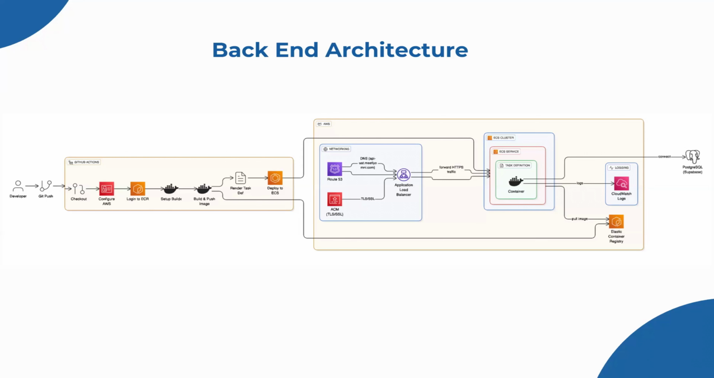For networking, we use an application load balancer with HTTPS enabled via ACM certificates and DNS managed through Route 53. Logs from our containers are streamed directly into CloudWatch for monitoring. So to wrap up, over the past 2 weeks, we have been able to set up complete CI/CD pipelines for both our front-end and back-end, with public domains, HTTPS, and automated deployments.